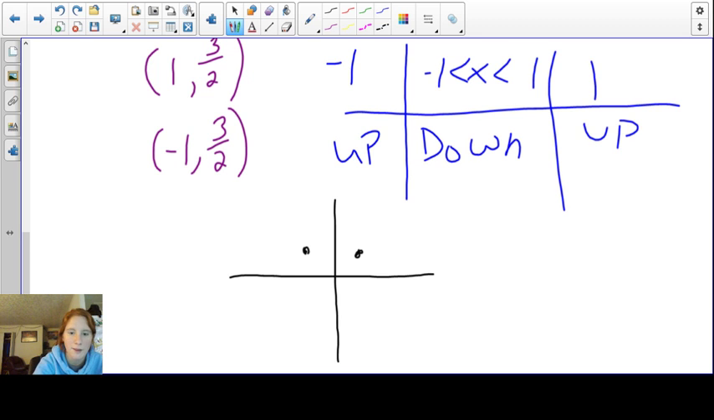So from the left side, we are concave up, so we're going to be curvy up. Between the 2 points, we're going to be curvy down. And on the other side, we're going to be curvy up. So there is my fun little wonky graph.